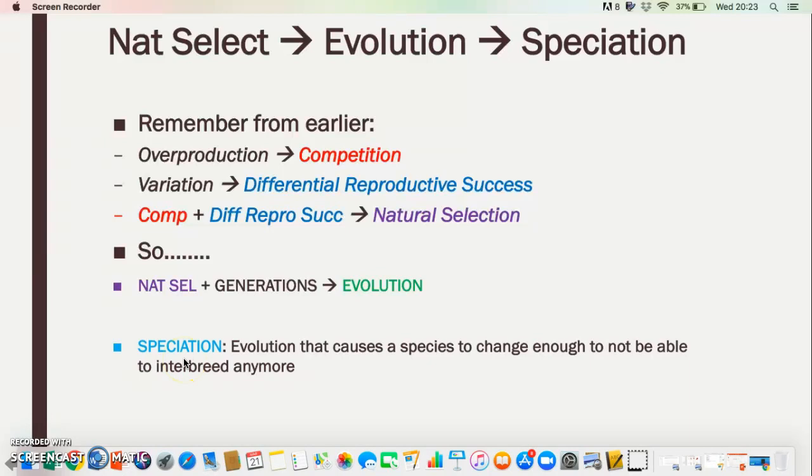when a population can no longer interbreed to produce fertile offspring, then they can no longer be considered the same species.